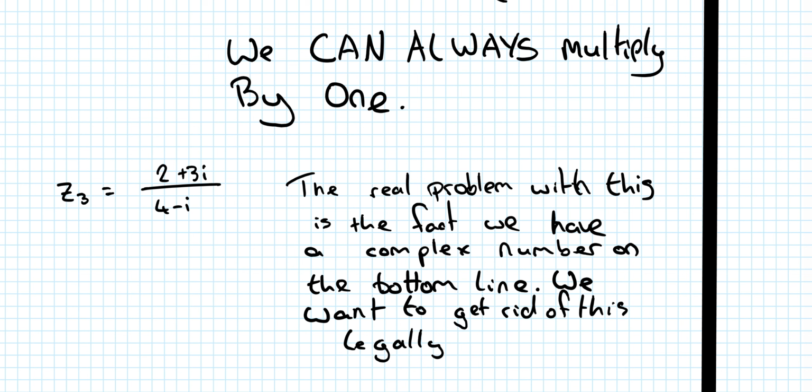So Z3 is equal to 2 plus 3i over 4 minus i. The real problem with this is the fact that we have a complex number on the bottom line. We want to get rid of that legally. So how can we legally get rid of the fact there is an i on the bottom line? The only thing I can multiply by is 1. But 1 is the most versatile number because it could be written as 7 over 7, 2 over 2, x over x. It can be written as anything over itself. So the question is, what could I multiply the bottom line by to get rid of the i?